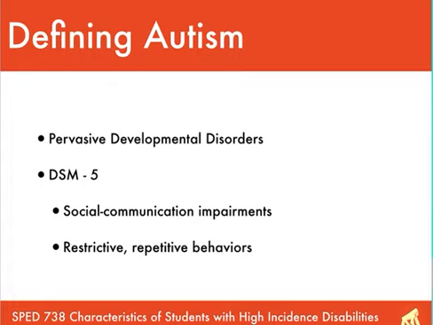And those are social communication impairments and restrictive repetitive behaviors. You'll notice in the text it talks a little bit about Asperger's, and that Asperger's has been removed from the DSM-5, so that is not a diagnosis that students are currently given. They fall underneath that all-encompassing umbrella of autistic.